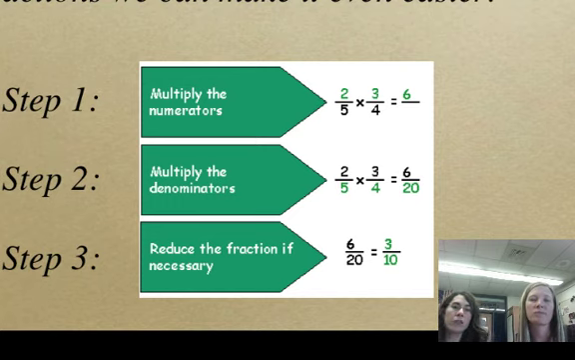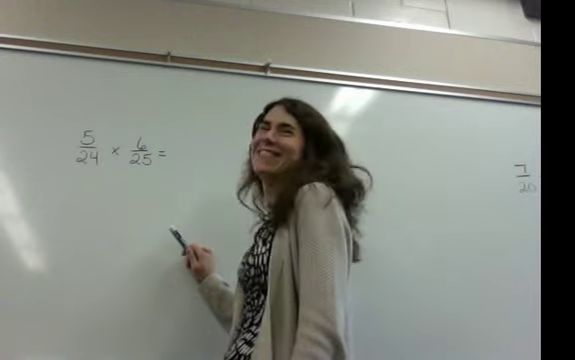Now, we are going to talk a little bit about simplifying. If you can, reduce the fraction if necessary. In this case, our 6/20, some of you might realize, ooh, that's an even number. I can divide both 6 and 20 by 2. So we can divide both of those and get 3/10. So we're just simplifying, and that's it.